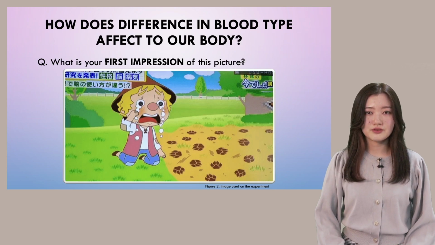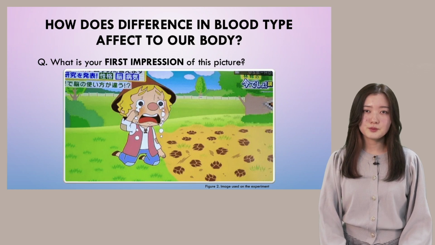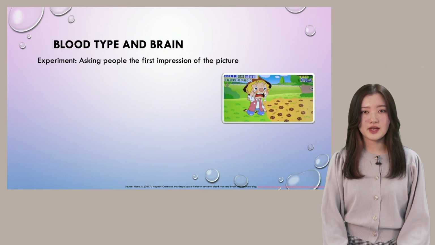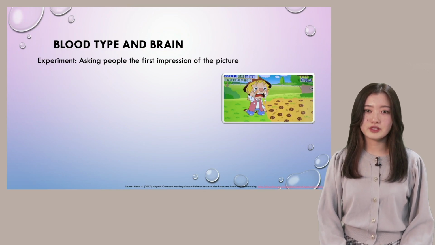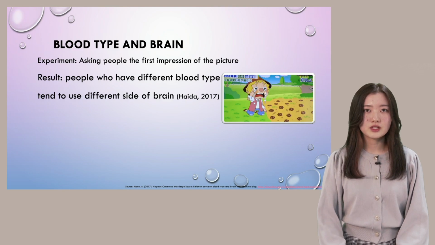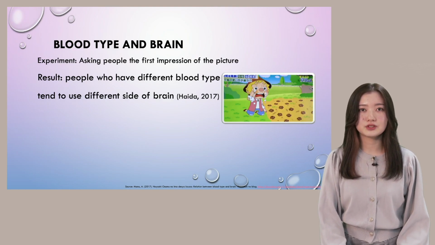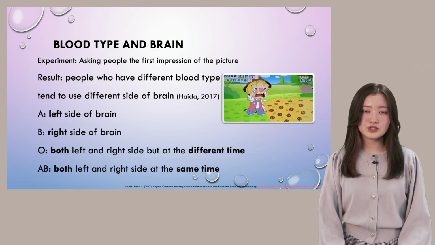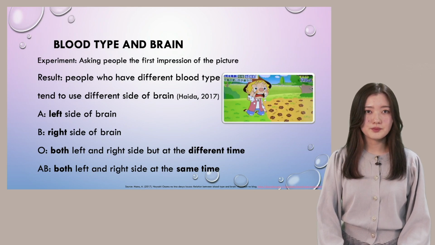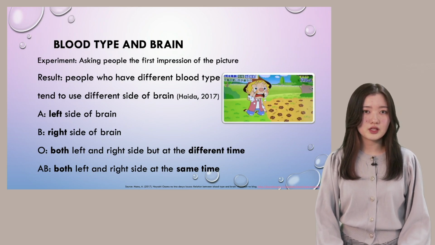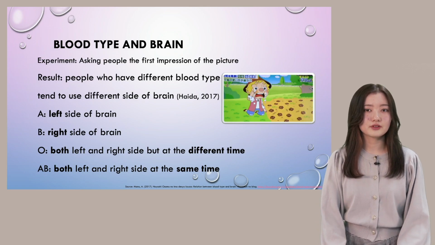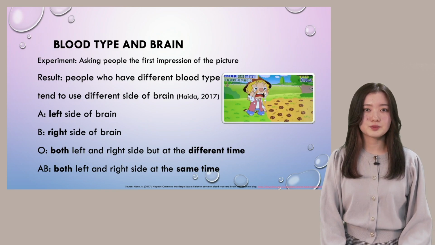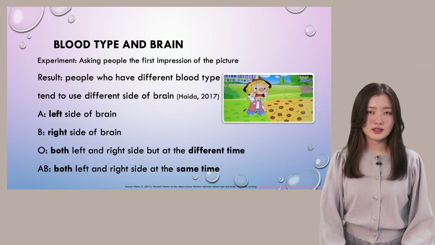Now, I want you to look at this picture. What is your first impression of this picture? According to an experiment asking people their first impression of this picture, people with different blood types tend to use different sides of the brain. A-type blood tends to use the left side of the brain. B-type tends to use the right side of the brain. O-type tends to use both the left and right sides, but at different times. And AB-type uses both the left and right sides, but at the same time.